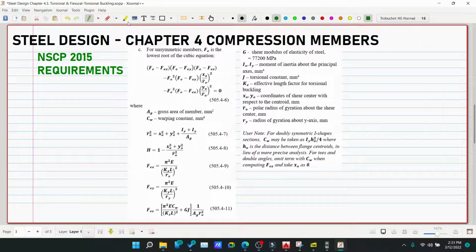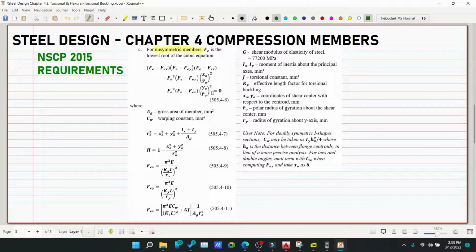Then, letter C, for unsymmetric members. So, wala siyang kahit anong symmetrical section. Yung ating FE is the lowest root of the cubic equation. So, lowest root daw natin dito. So, makikita natin bakit siya naka-root.